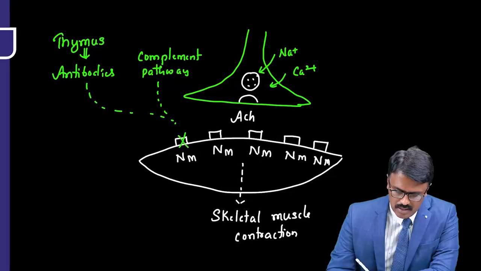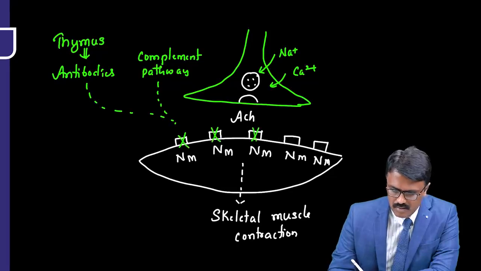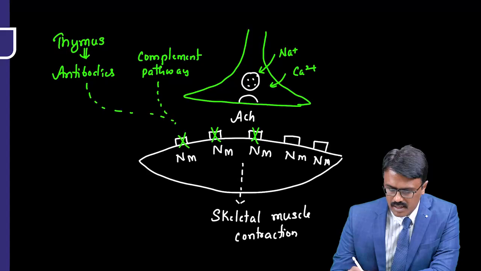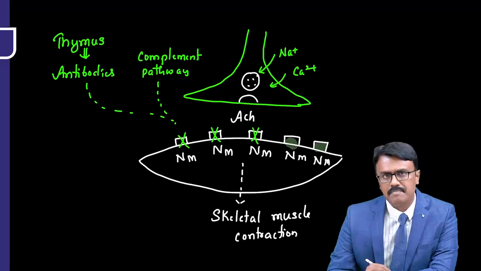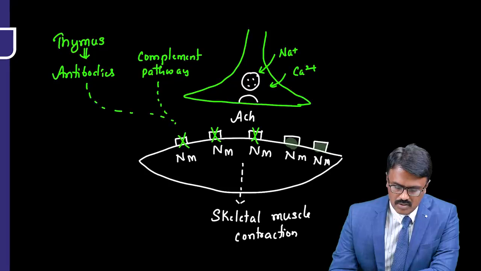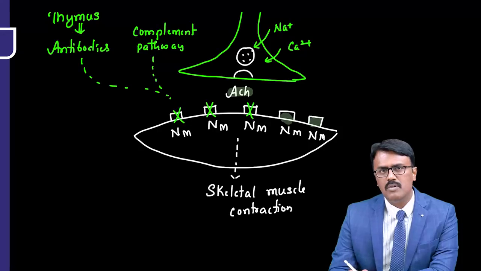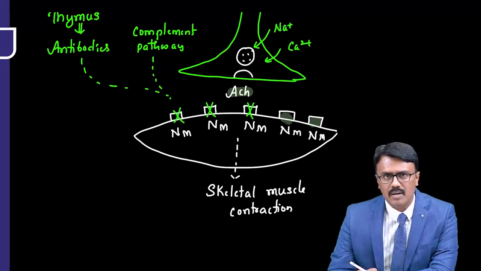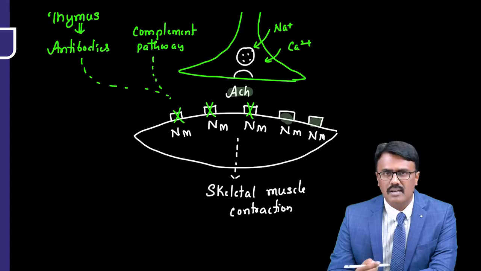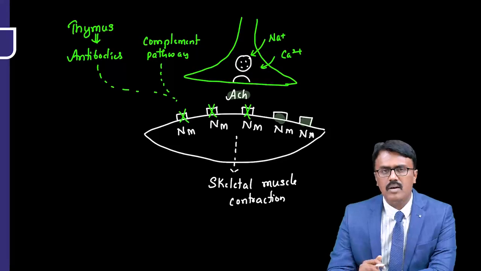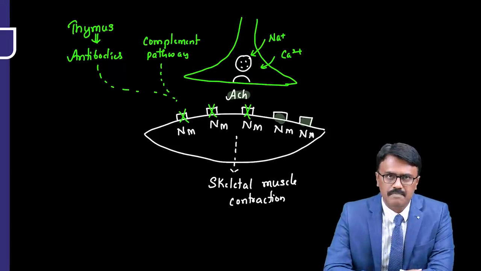So these receptors are not going to be working because the antibodies are going to kill them. But there are certain receptors which are not attacked, they are still working. So the problem is whenever the acetylcholine is released, it cannot produce a full response. So as the day progresses, the muscle weakness increases. Now you know the pathophysiology. Now tell me what should be done.